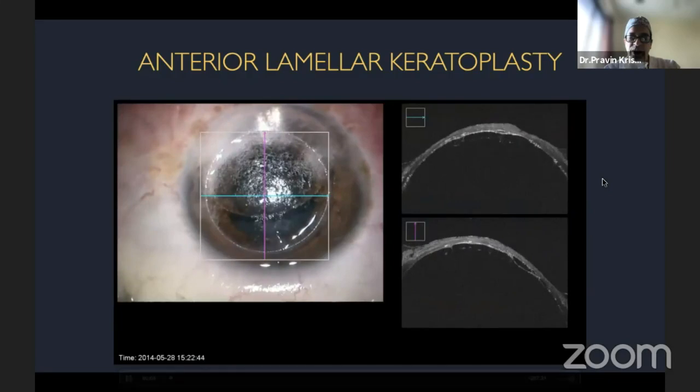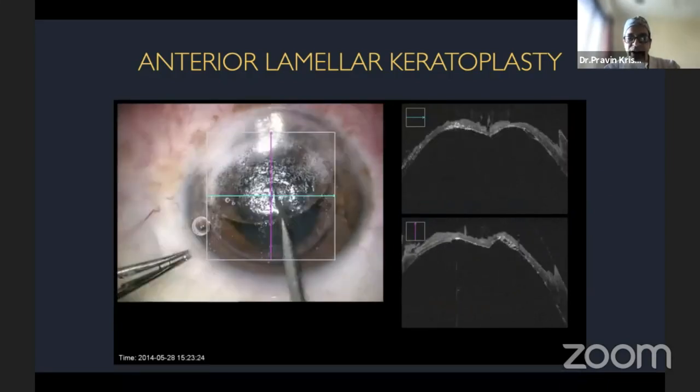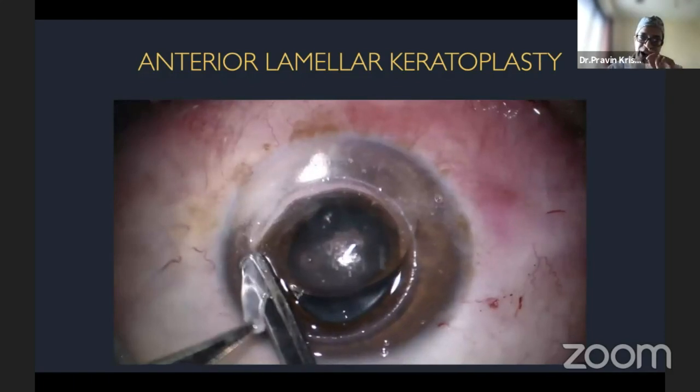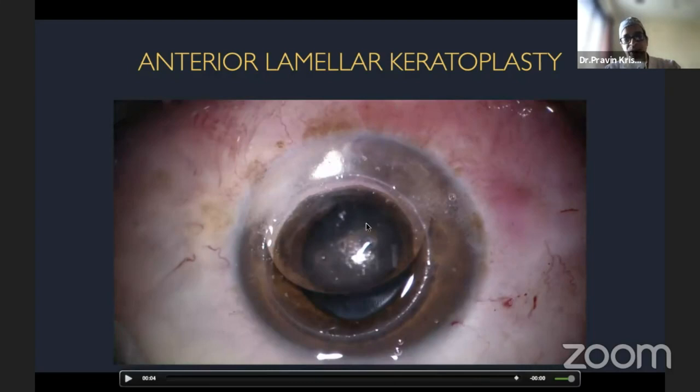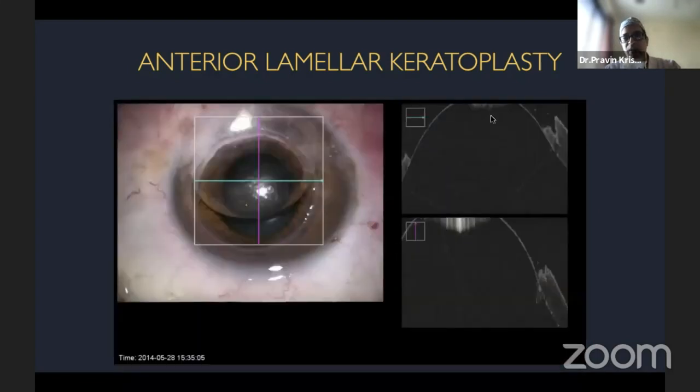And sometimes the OCT can give you some stunning images, like in this patient, where we had a double bubble, as you can see here, and we removed one bubble and there was another bubble that was present between the Dua's layer and the Descemet's membrane. And in fact, you can see that bubble in between the Dua's layer and the Descemet's membrane.